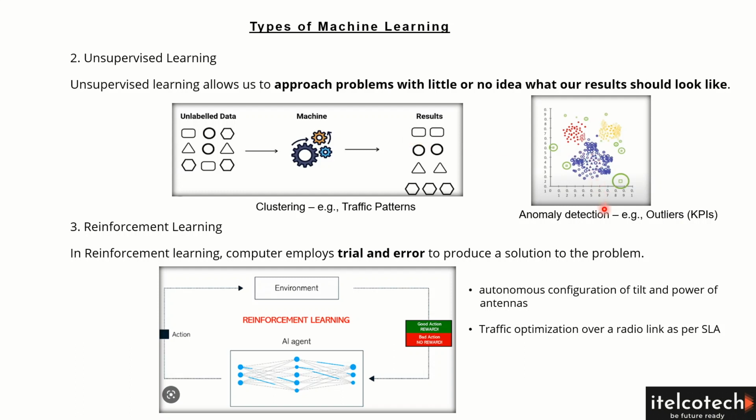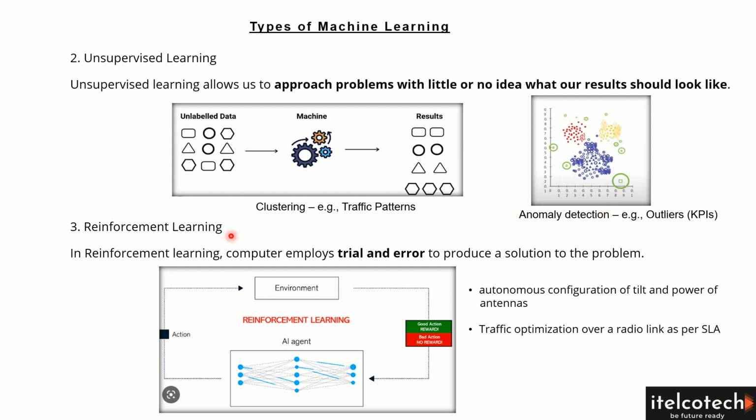There is another option, which is anomaly detection, where by using unsupervised learning we can see that some of the samples are not making any kind of cluster, and they are outliers, which can be used to identify issues for those particular users or for those KPIs.